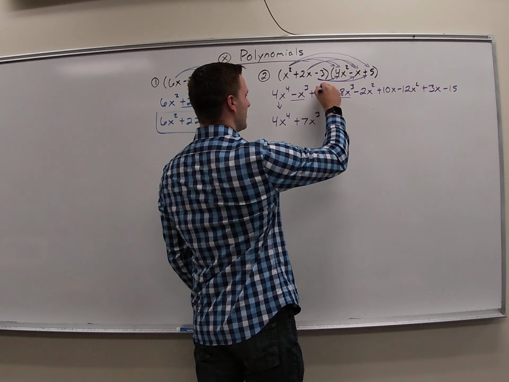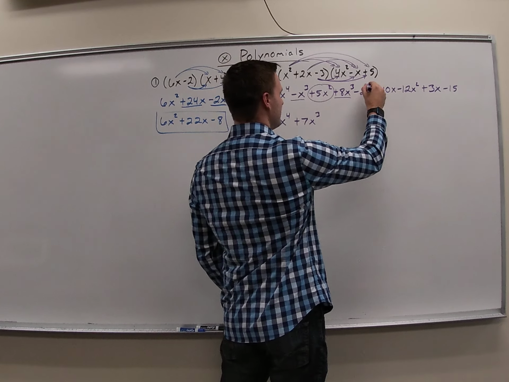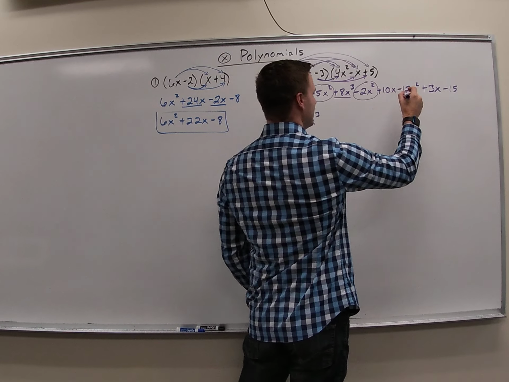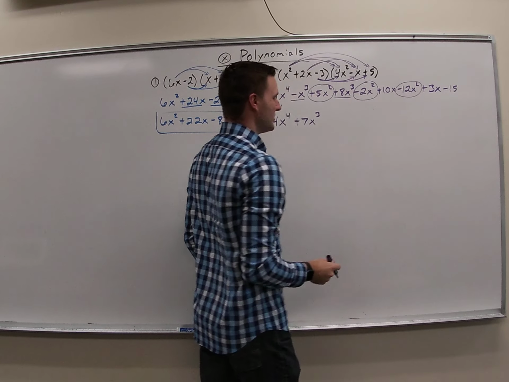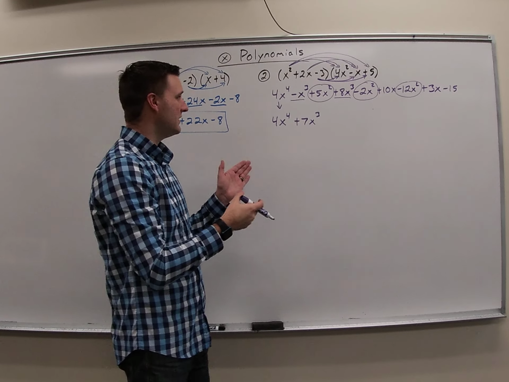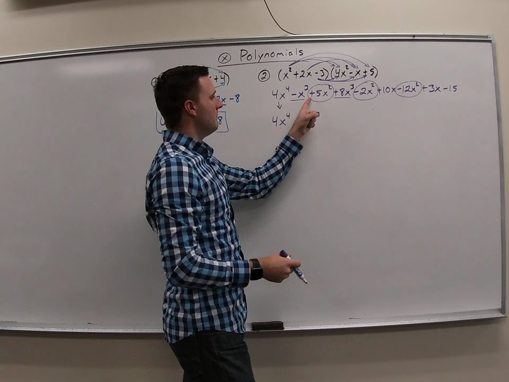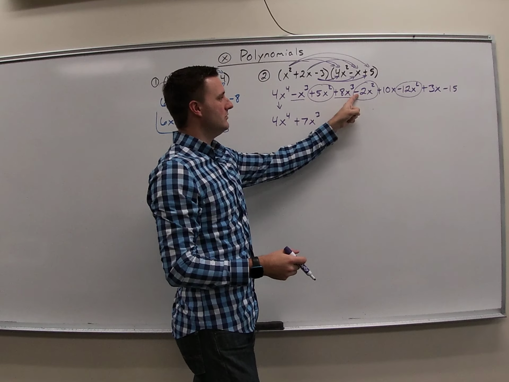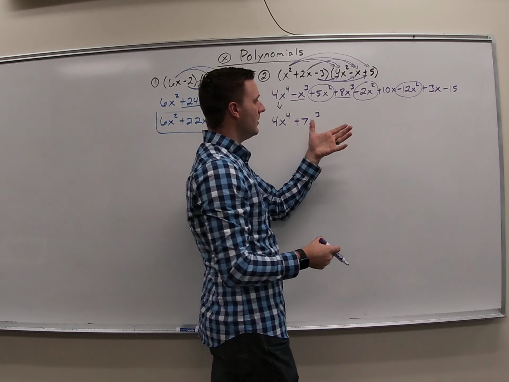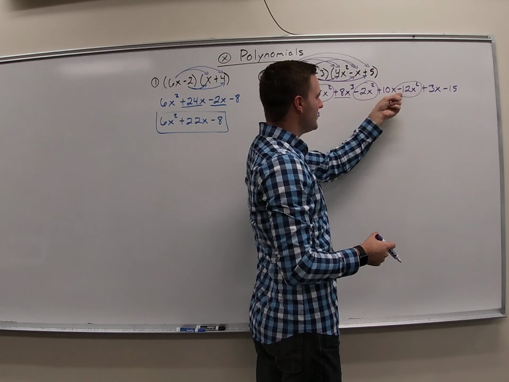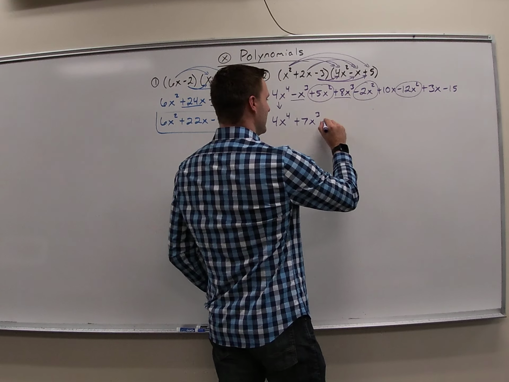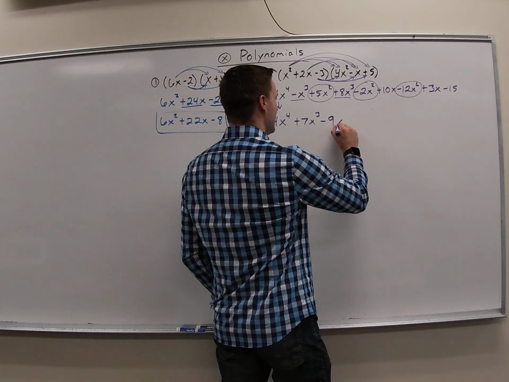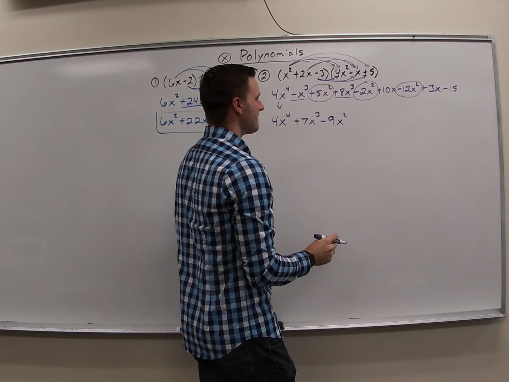Now let's look at x squareds. We have a positive 5x squared, a negative 2x squared, and a negative 12x squared. So I have 3 terms. So let's just be careful, work from left to right. Positive 5 minus 2 is a positive 3. Well, that positive 3 minus 12 would be a negative 9. So this becomes a negative 9x squared.